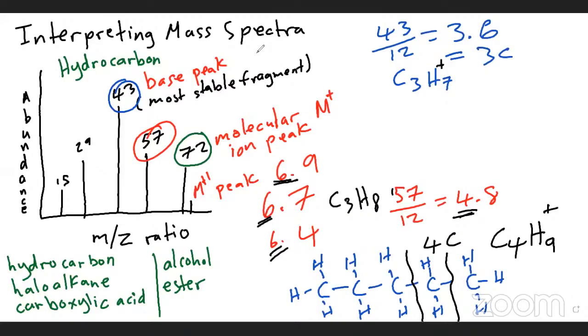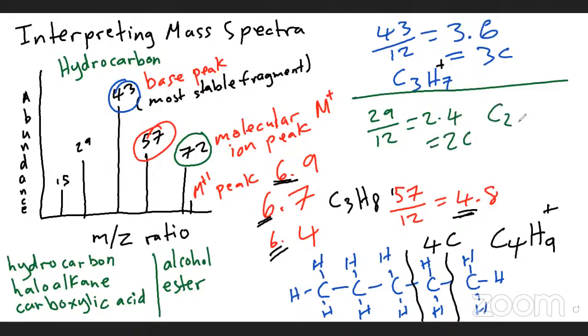29, so fragment 29, it will be 29 divided by 12, you will get 2.4. So we need 2 carbons. So C2H5. All right, to the person on the channel, this we divide by 12 because that's the mass of carbon.